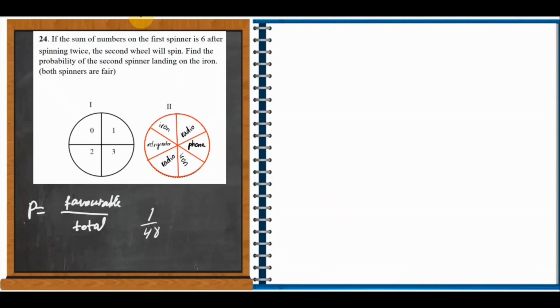Now, first of all, let's remind the keywords. And means multiplication, or means addition. If the sum of numbers on the first spinner is 6 after spinning twice, so in order to get sum 6, let's write the sample space for getting sum 6. Sample space means all the possible outcomes. We can get 3 plus 3, so the sample space is just 3 and 3.